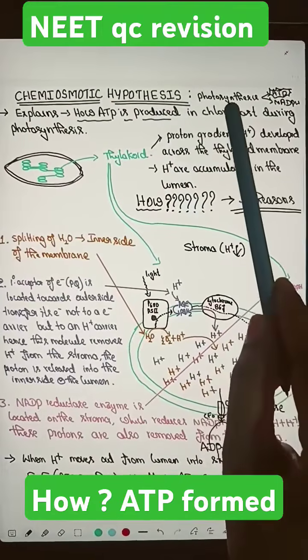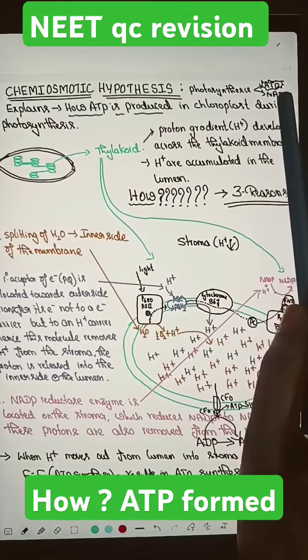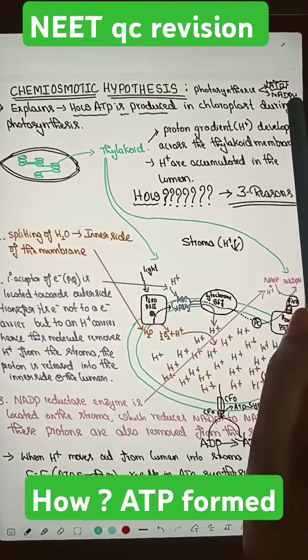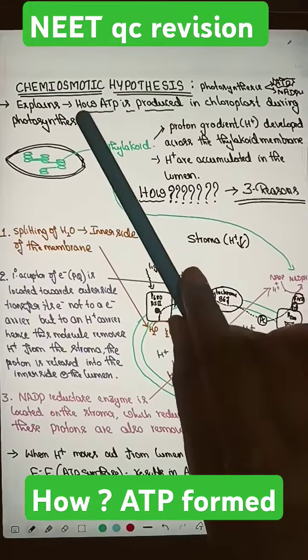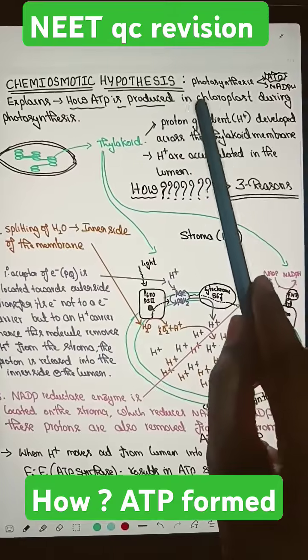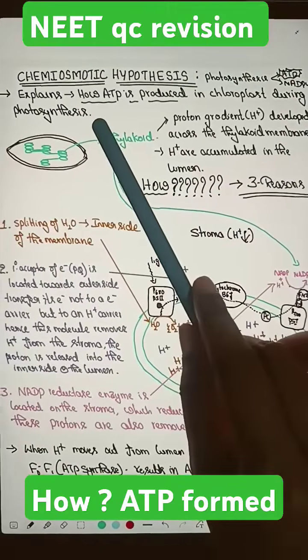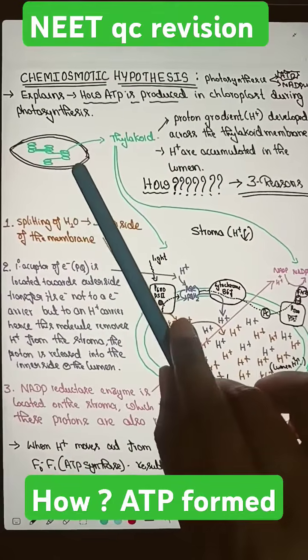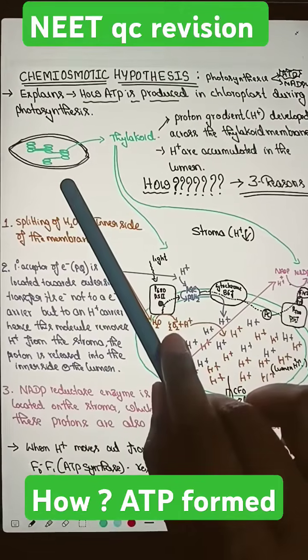Chemiosmotic hypothesis. During photosynthesis, there is release of two energy-rich compounds, ATP and NADPH. The chemiosmotic hypothesis explains how ATP is produced in the chloroplast during photosynthesis. As we know, each chloroplast consists of a membranous system called grana.